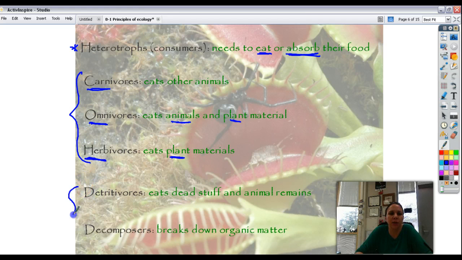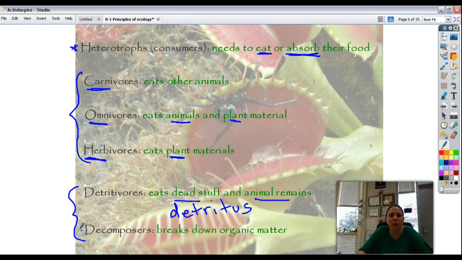Now there are a couple others, not quite in this category. They are heterotrophs because they don't make their own food, but they don't eat their food in the conventional sense. We have these things called detritivores. A detritivore eats something called detritus. Detritus is dead stuff and animal guts. So whenever there's roadkill on the road, well, a detritivore is probably going to be the one who's out there, scraping it up. So these are things like vultures and possums and raccoons, although raccoons can eat live stuff too.